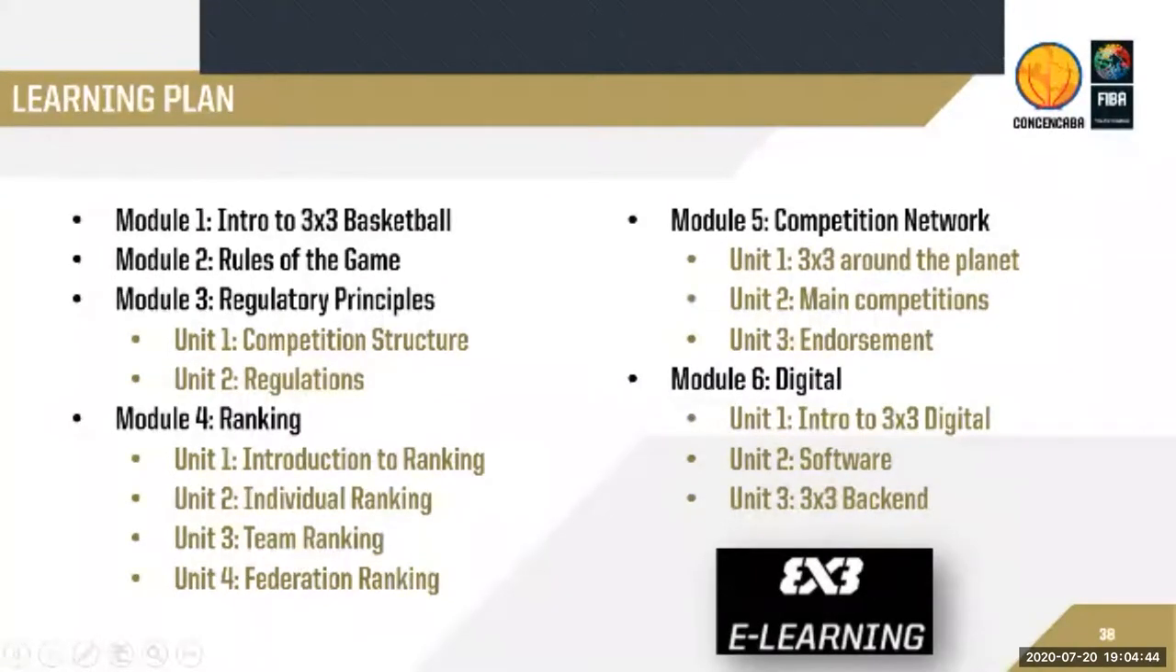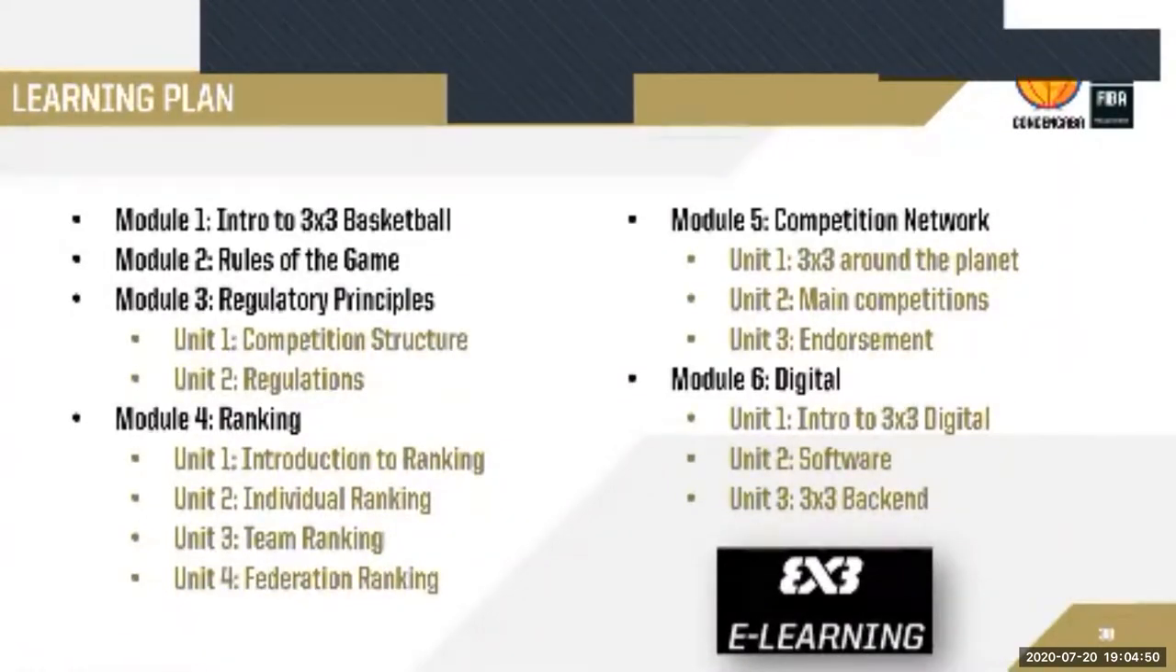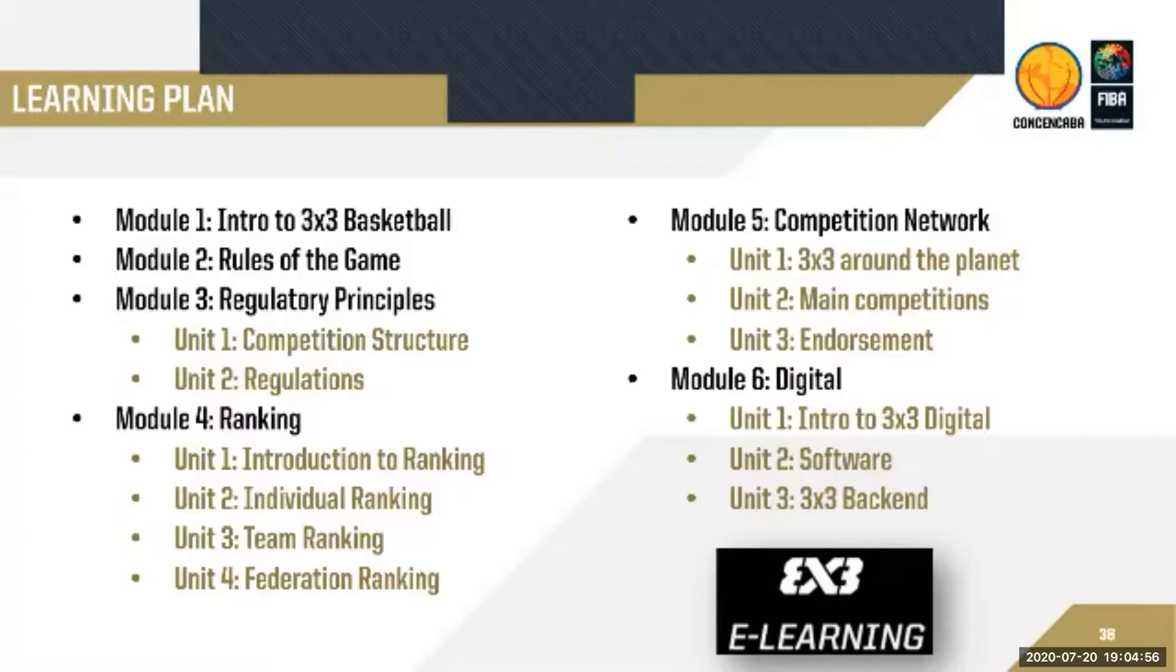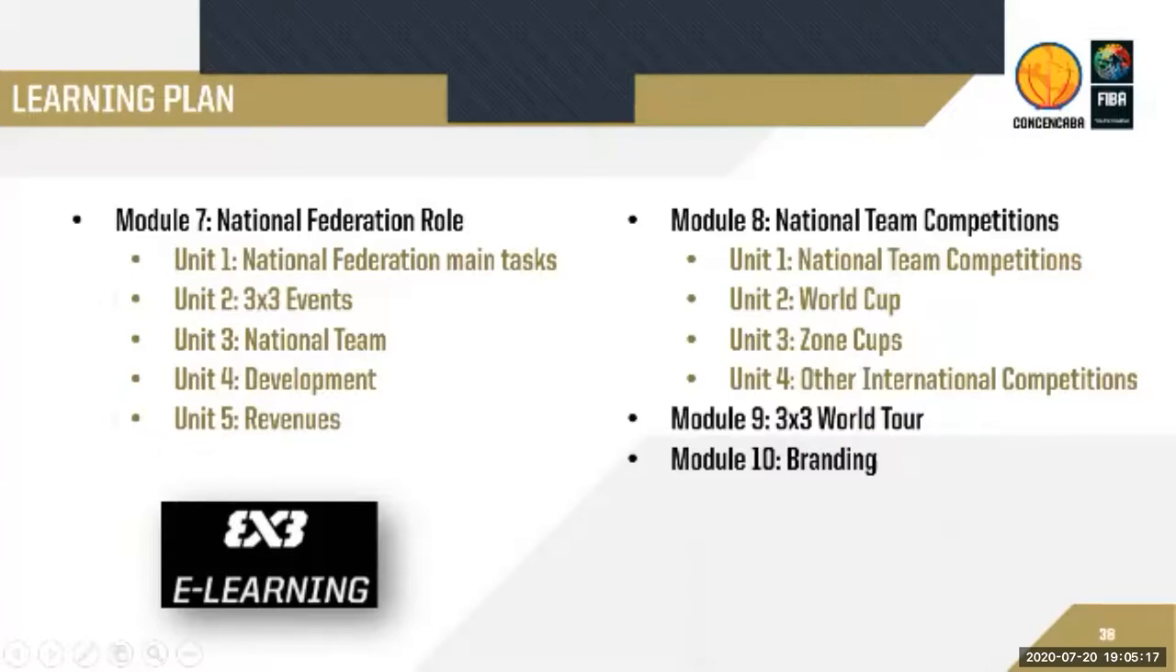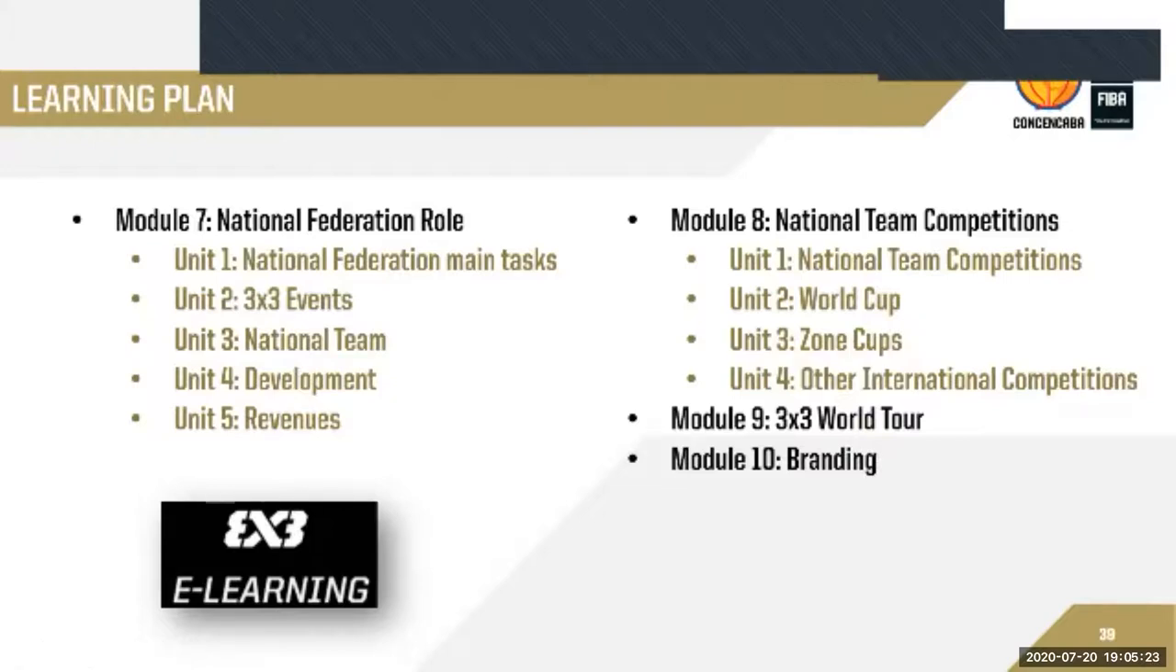Okay. What is covered? I'm just going to quickly go through the learning plan. I know I have two hands raised, so I'll get to you shortly. Module one covers the introduction to 3x3 basketball. Module two is the rules of the game. Three covers the regulatory principles. Four will be the rankings, and you can see the subsections within. Five would cover the competition system. Six would be the digital platforms. Seven would be the National Federation's role. Eight would be national team competitions. Nine would be the World Tour. And ten would be the branding elements of it.